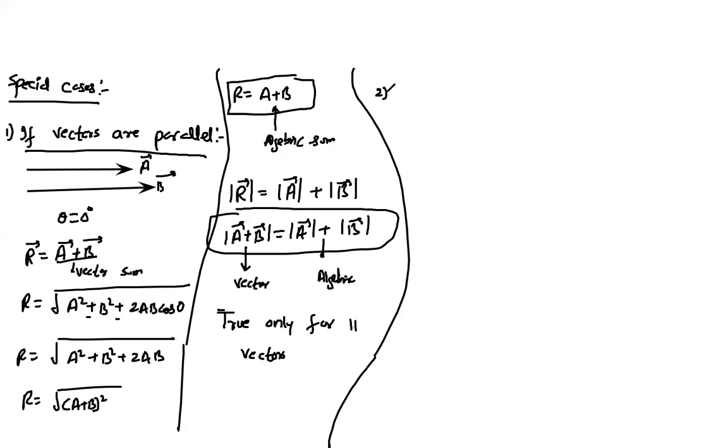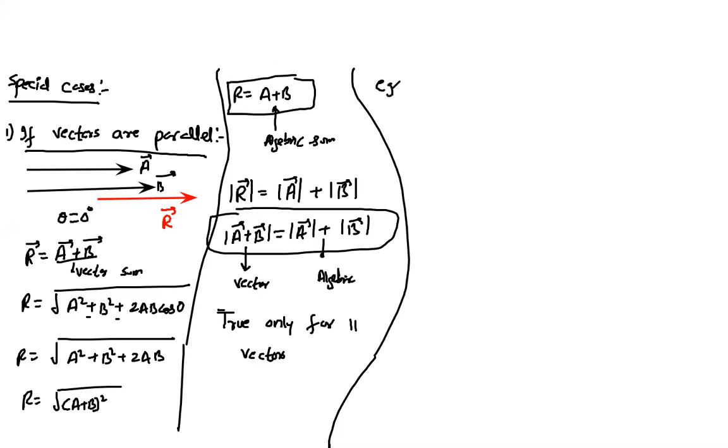Second, if vectors are anti-parallel. And just one more thing, the direction of resultant vector R. Again, you need not calculate the direction separately. The direction of resultant vector R is same as that of given vector. So that's a very simplified case.